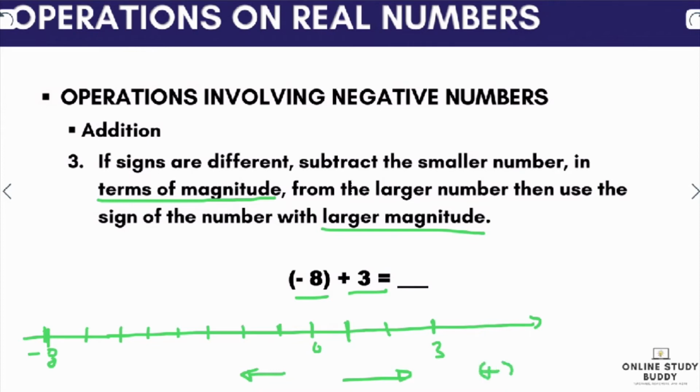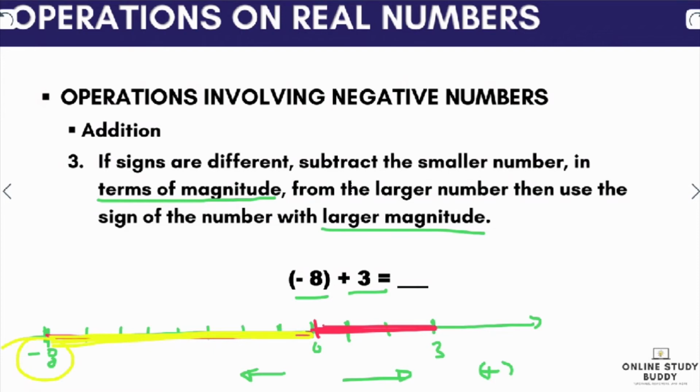Pero, when we talk about magnitude, basically parang ang pinag-uusapan natin dito is yung haba nung line na nakikreate natin. I-disregard natin yung sign nila. So, dito sa example na to, we have positive 3, ganito kahaba yung line niya from 0. And then negative 8, ganito kahaba yung line niya from 0. So, clearly, mas mahaba yung line na nakreate ni negative 8 kaysa kay positive 3. So, yung magnitude ni negative 8, mas malaki.